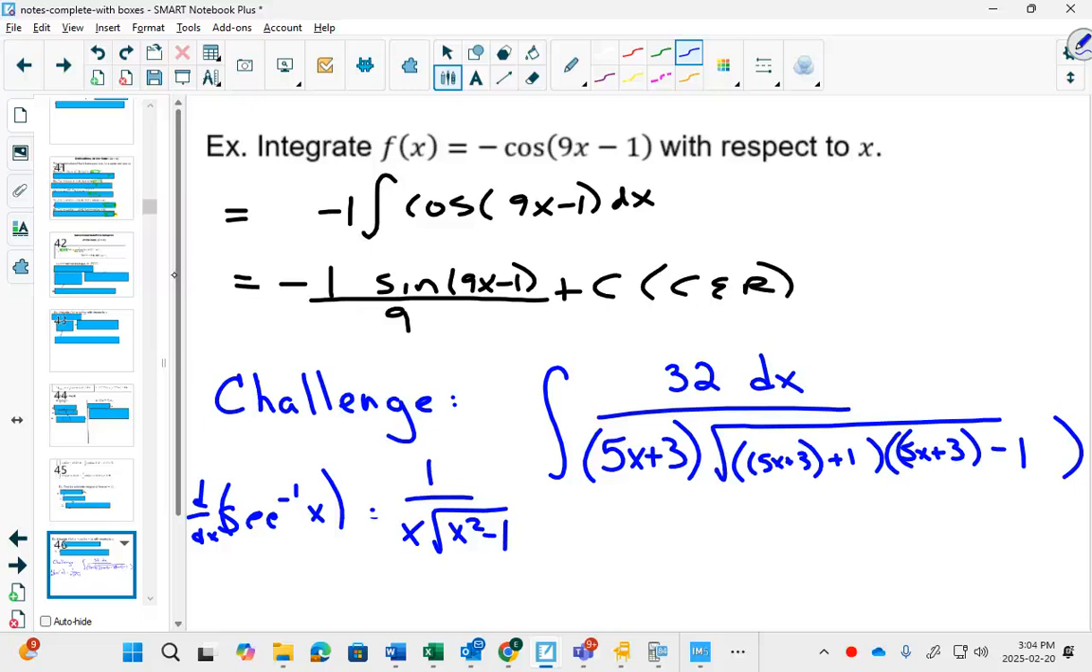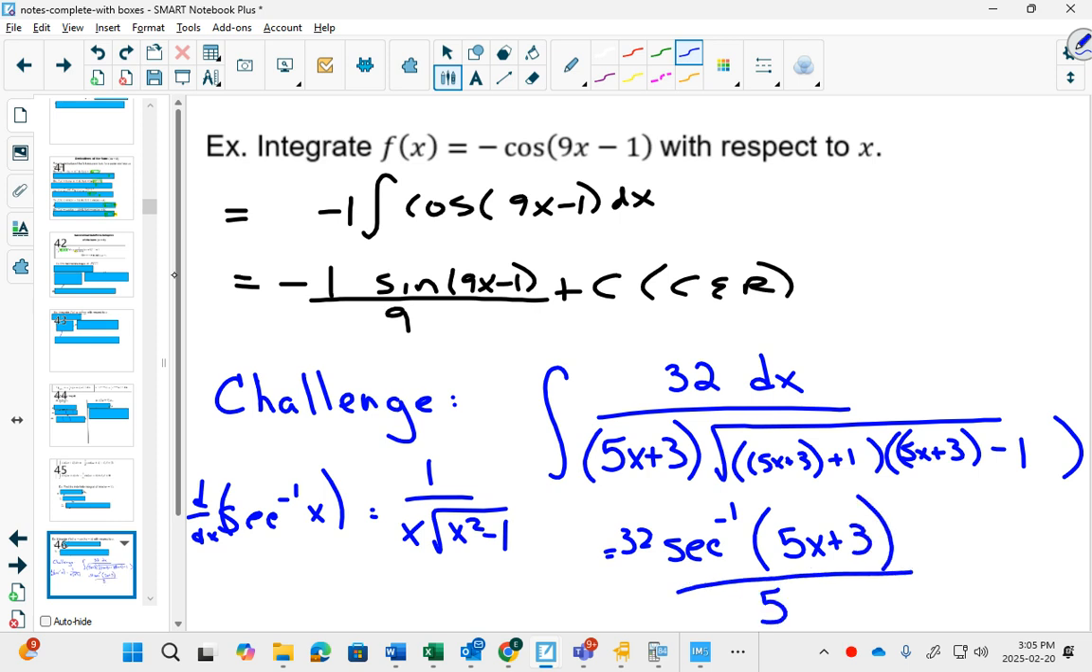So yes, the answer to this one would be 32 could be pulled out. So the 32 in front, secant inverse of 5x plus 3, but then you'd have to compensate by dividing by 5.